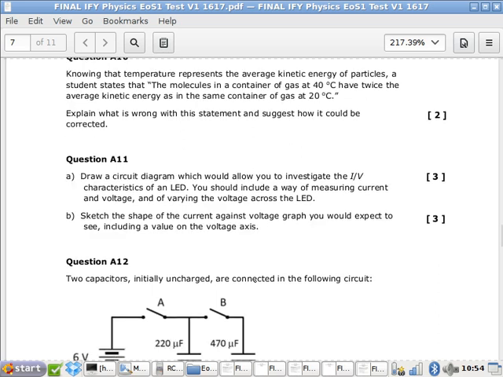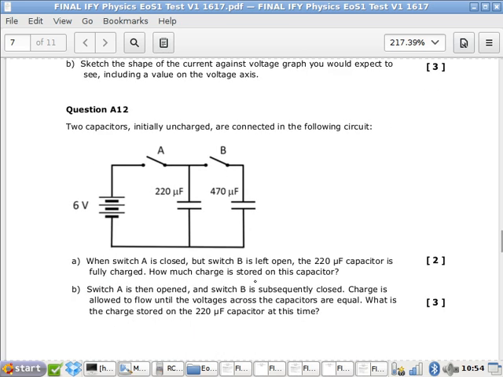Okay, and then lastly, this is the question which I had in the worksheet, and what caught me out. Can you remember what mistake you can make here?